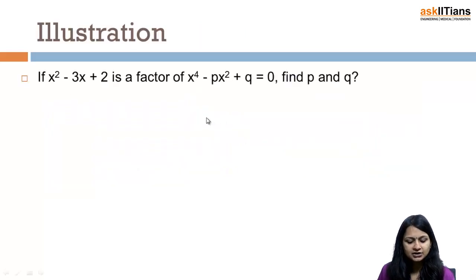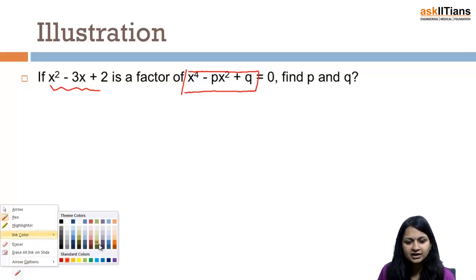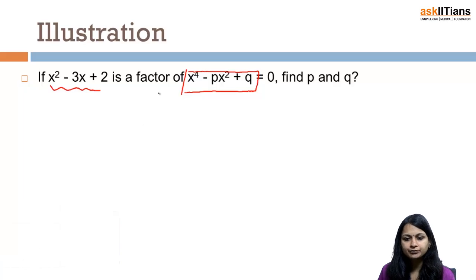Now let us see some illustrations. Here x square minus 3x plus 2 is given, that it is a factor of x raised to power 4 minus px square plus q equal to 0, and we are supposed to find the values of p and q. Now if I make the factors of x square minus 3x plus 2, this will be x minus 1 into x minus 2, right.